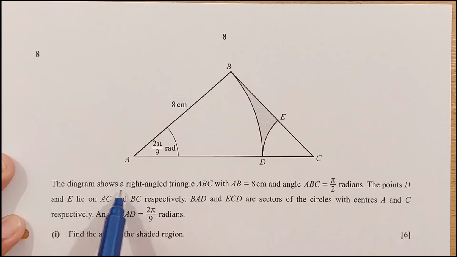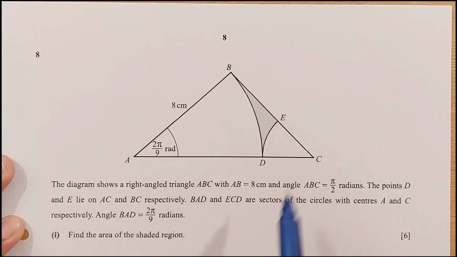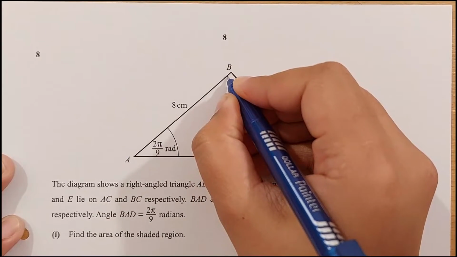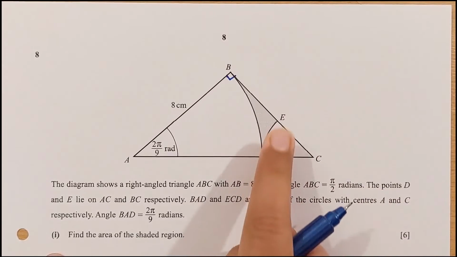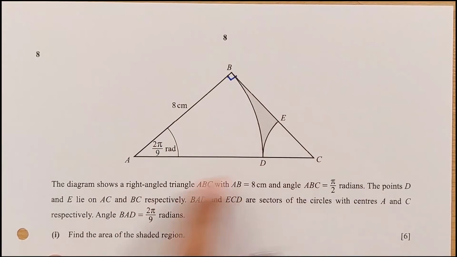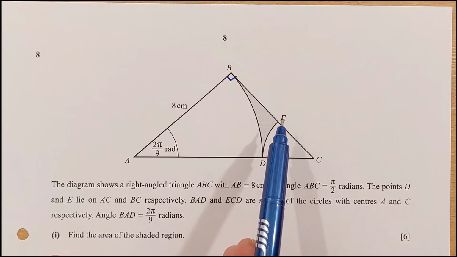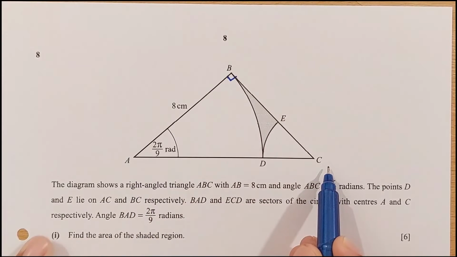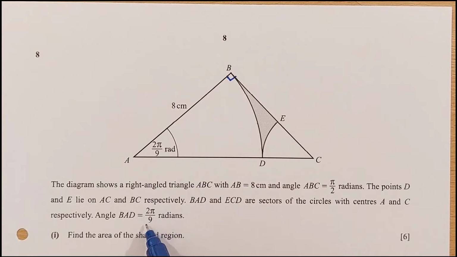Question number 8: the diagram shows the right angled triangle ABC with AB equal to 8 centimeters and the angle ABC is pi by 2 radians. So this is a 90-degree angle, a right angle triangle. The points D and E lie on AC and BC respectively, right? BAD and ECD are sectors of a circle with centers A and C respectively, and angle BAD is 2 pi by 9 radians. Number 1, find the area of the shaded region.